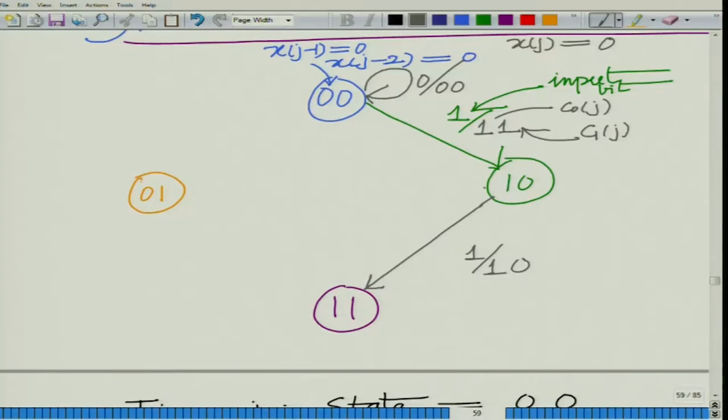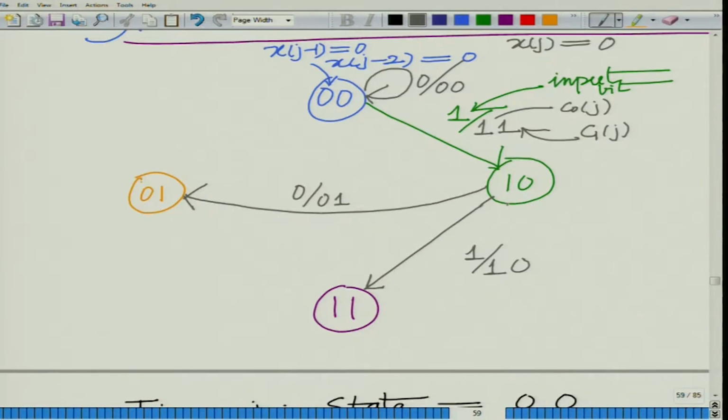bits, code bits are 1 comma 0, that is C0j is 1, C1j is 0. Now similarly, if you get the input 0, naturally it transitions from 1 0 to, because in state 1 0, xj minus 1 equal to 1, xj minus 2 equal to 0, if the input bit is 0, it transitions to 0 1, and you can check the outputs are 0 1, because the first bit is 0 plus 0, that is 0, C1j will be 0 plus 1 plus 0, that is 1.